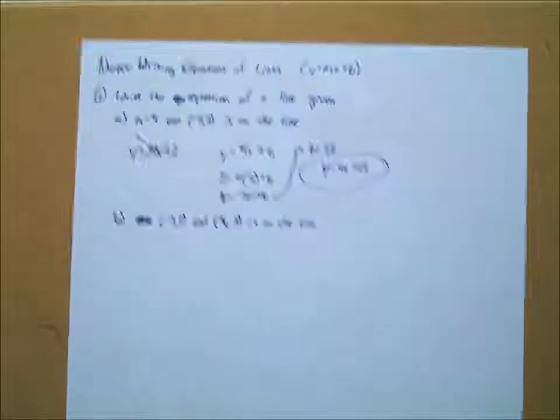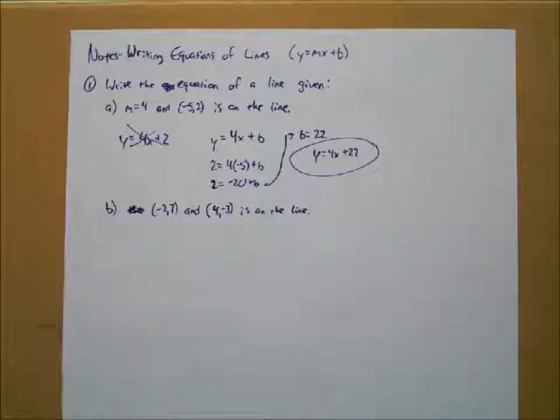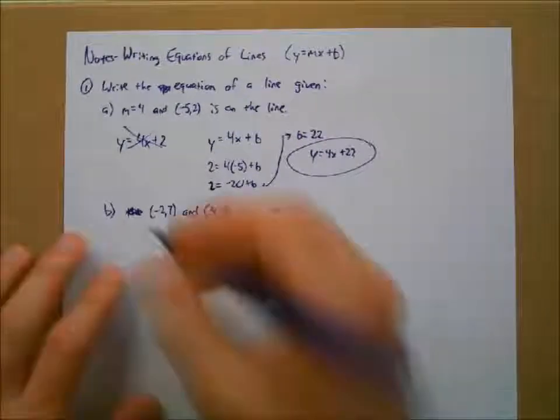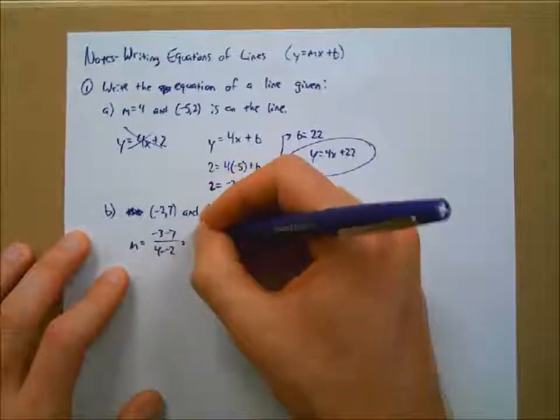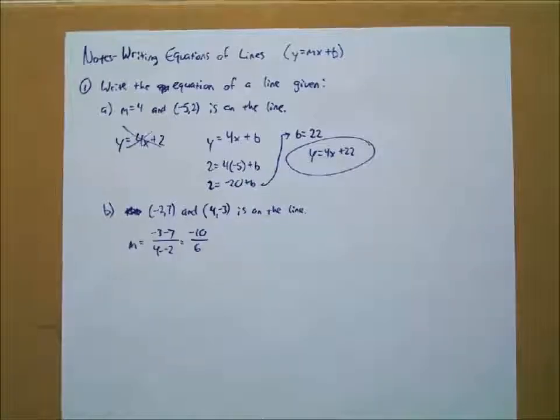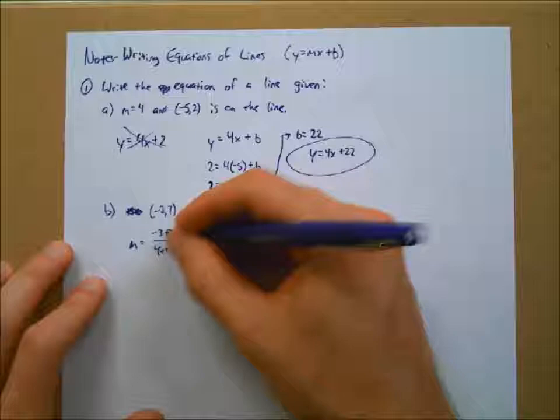All right, we'll do the same thing. Write the equation of a line given that -2, 7 and 4, -3 is on the line. What information are we not given in letter B that we were given in letter A? The slope. Uh-oh. We don't know the slope or the y-intercept. What are we supposed to do in this situation? Yeah, Preston?